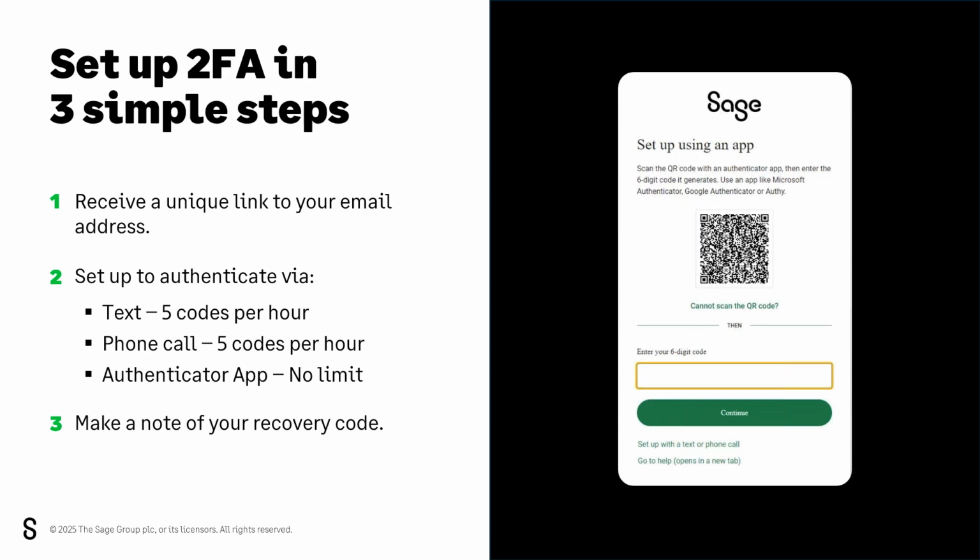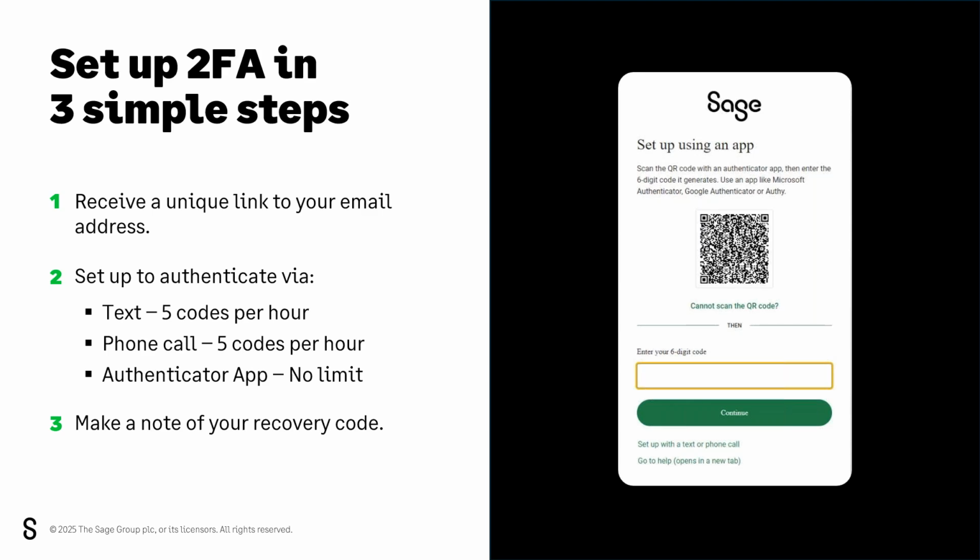Once you've applied your authentication method, it's then going to provide you with, I think it's, a 24 character recovery code. And you will need to make a note of that, as that is your key to getting back in if you don't have your primary method to hand.